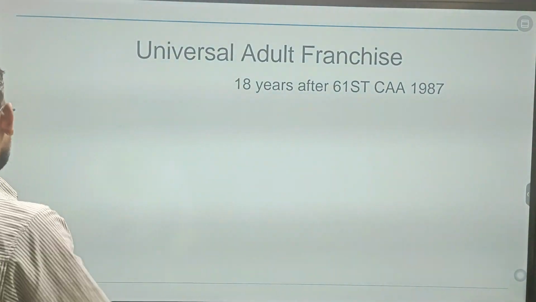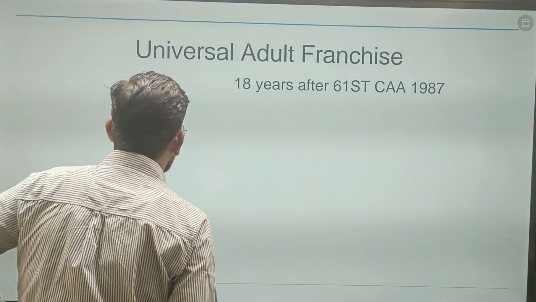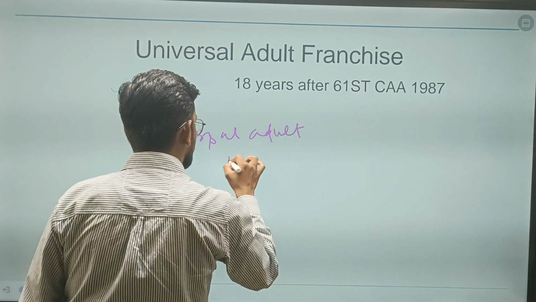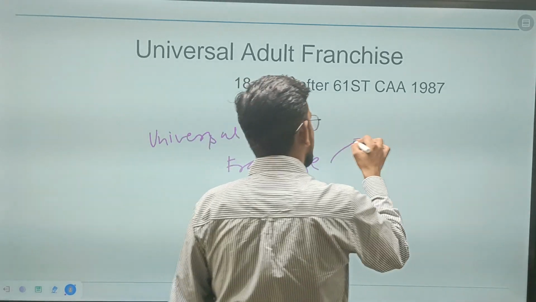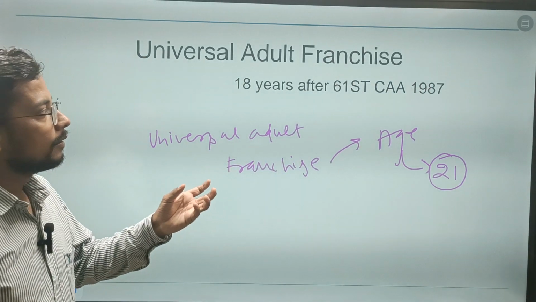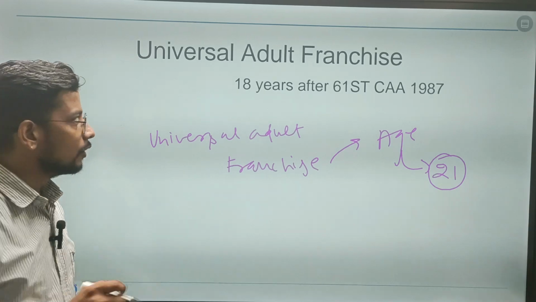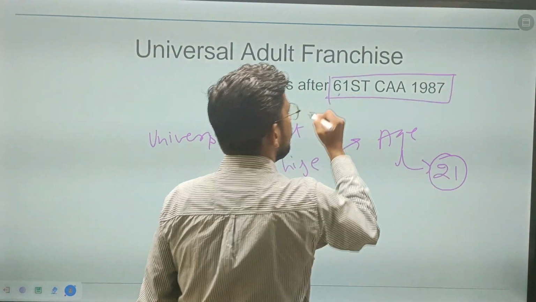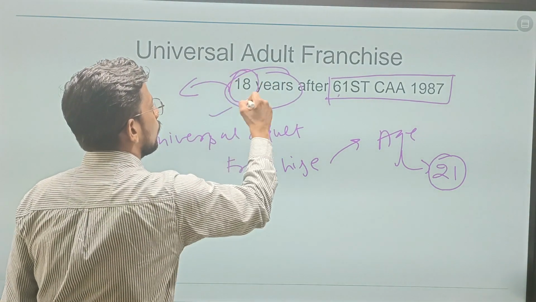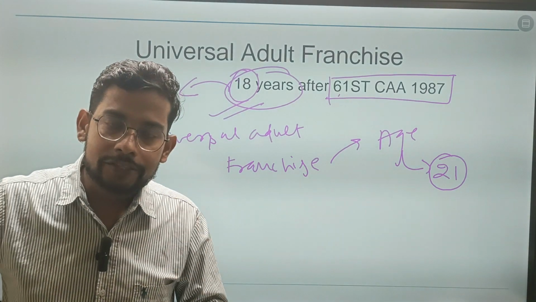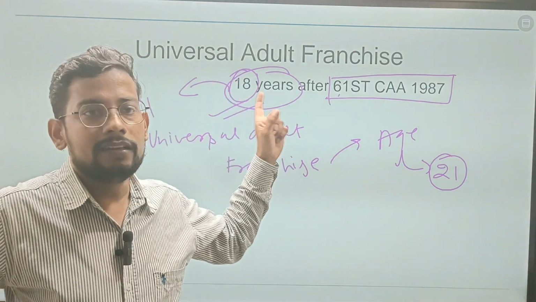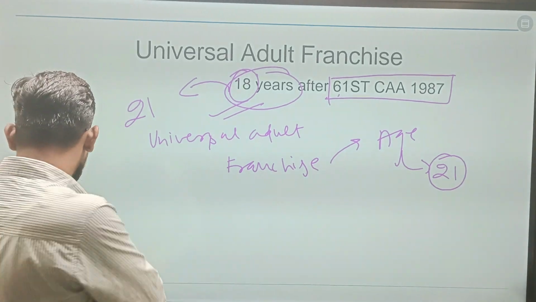Then universal adult franchise. We already know our original constitution had a provision of universal adult franchise, but the age for voting was 21. During the Rajiv Gandhi government, they decided to reduce the age. So through the 61st Constitutional Amendment Act 1987, they decided the voting age from 21 to 18. So now anyone from any religion, any caste, any region can cast their vote if they have attained 18 years of age and they are Indian citizens.